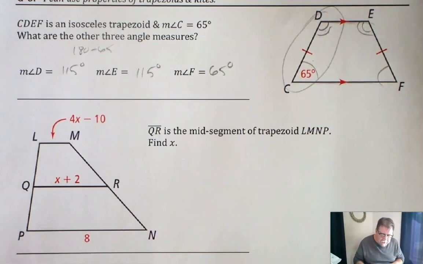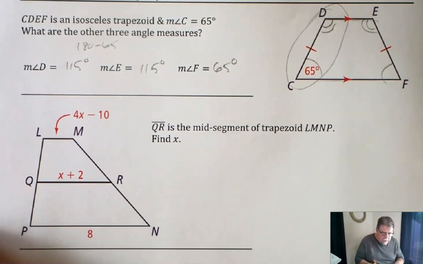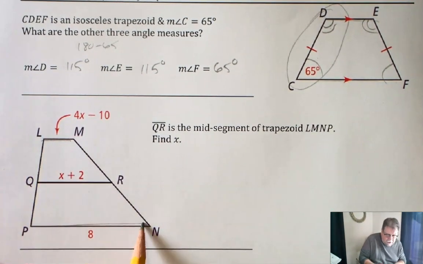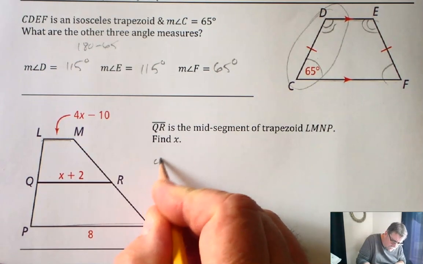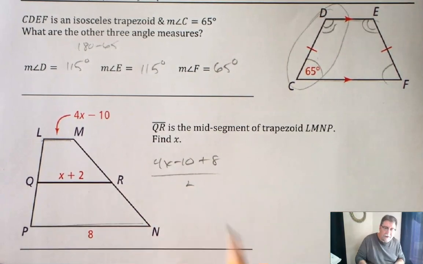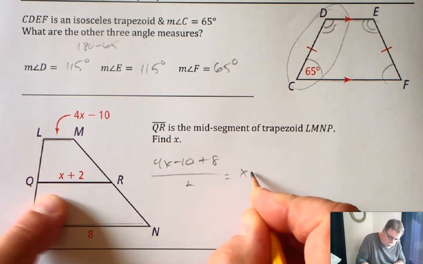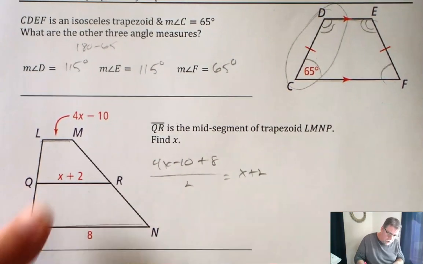QR is the midsegment of trapezoid LMNP. Find x. So I know that if I average both of these together, I will get this. So basically, I'm going to add together 4x minus 10 plus 8, and then divide that by 2. That's going to give me QR, which is x plus 2.